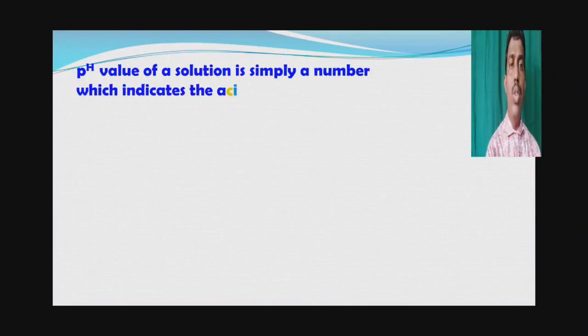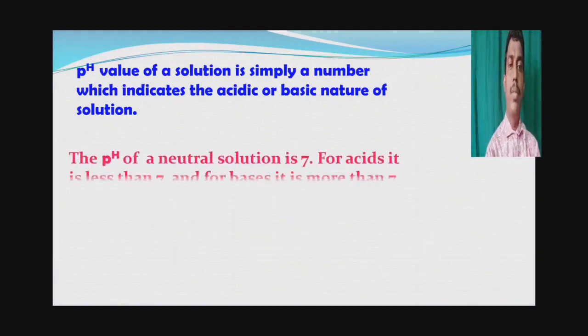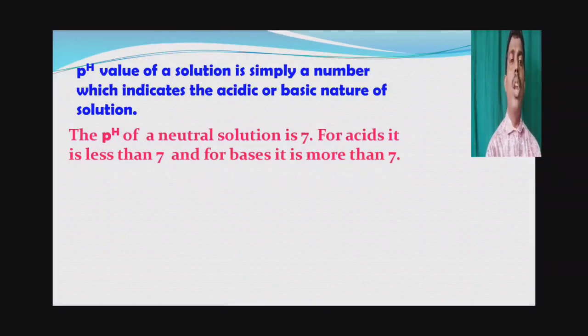The pH value of a solution is simply a number which indicates the acidic or basic nature of the solution. The pH of a neutral solution is 7. For a neutral solution, pH is 7.